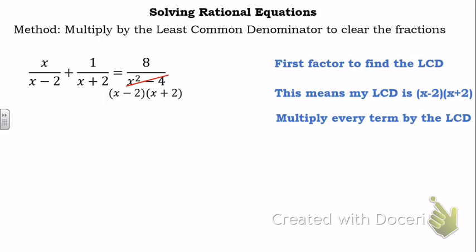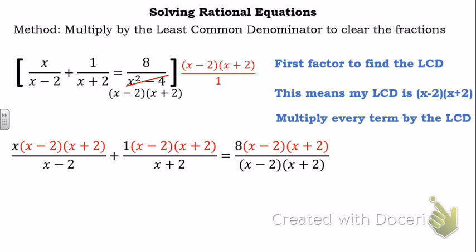So I'm going to multiply every term by that least common denominator over 1, if you want to think about it like that. So here I've factored into each term, so you can see in the red, that's where I'm factoring in, I'm multiplying that least common denominator by every single term. Now I'm going to cancel my common term so I can clear my fractions. So I cancel all the common factors, and I get x times x plus 2 plus the quantity x minus 2 equals 8.